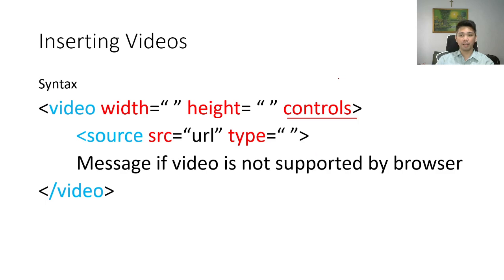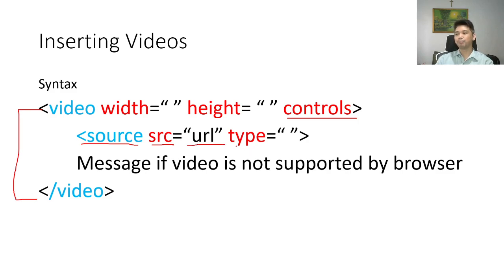Controls must always be present. Writing this attribute, it will give you the play button, pause button, even the timeline bar, and if I'm not mistaken, there are also settings. And then inside this video tag, we will write a tag called source, and then an attribute SRC. Again, this SRC, this source, it's like href. You can use a relative or an absolute URL.